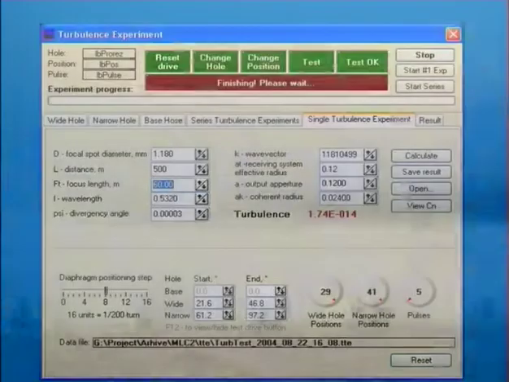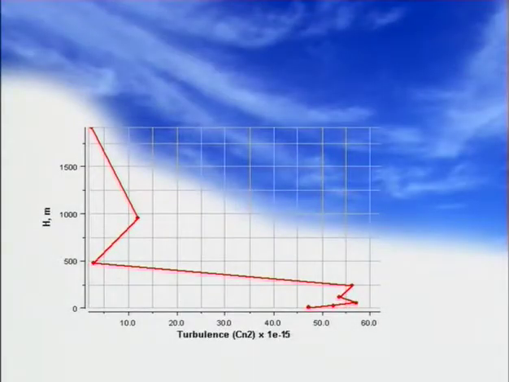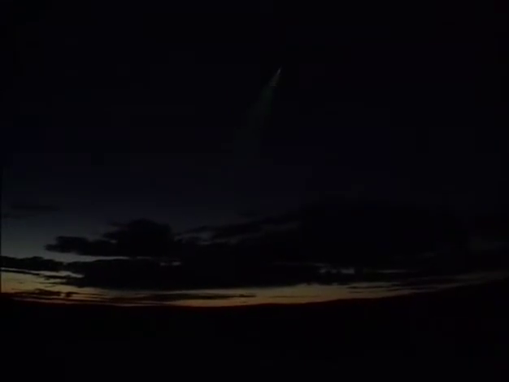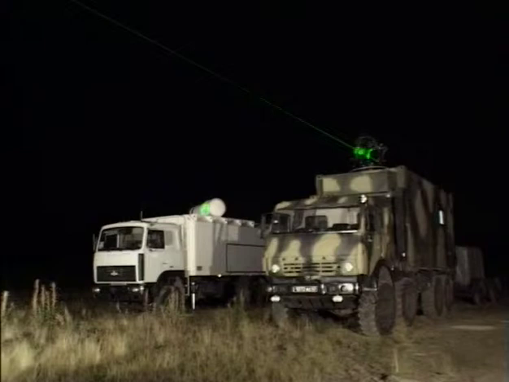Turbulent LiDAR allows estimating turbulence, particles' chaotic motion distribution in the atmosphere in accordance with height. CO2 heterodyne LiDAR determines wind velocity and direction. Mobile LiDAR complex can be equipped with supplementary systems which considerably add to its performance.